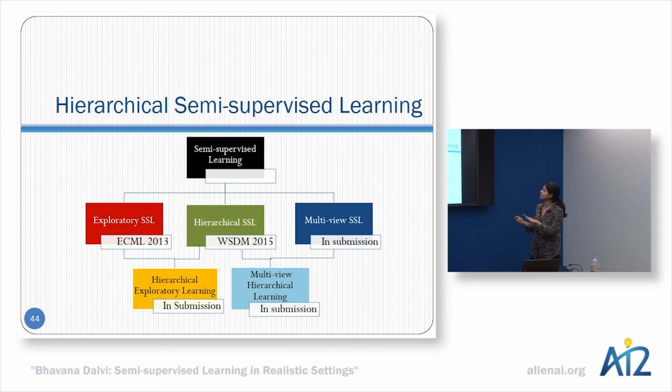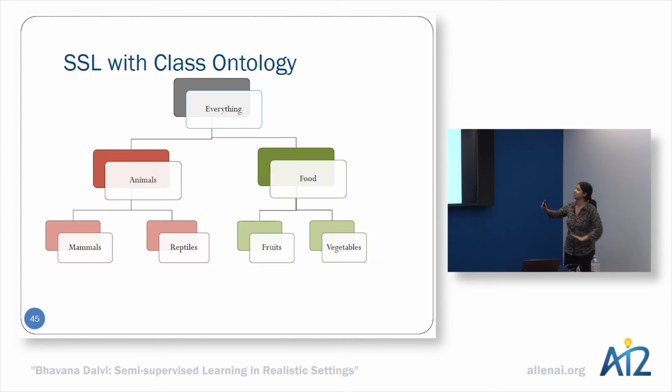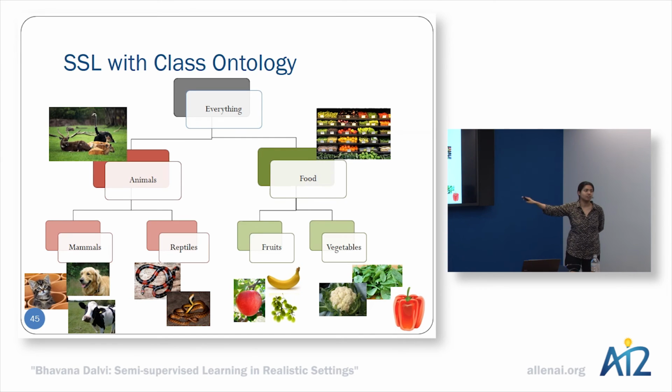So the next part is hierarchical SSL. There is less time left. Maybe I should hurry up. So in this case, I already showed you the toy example that we have the subset and mutual exclusion constraints, and the task is to learn classifiers for each of the categories in the ontology.